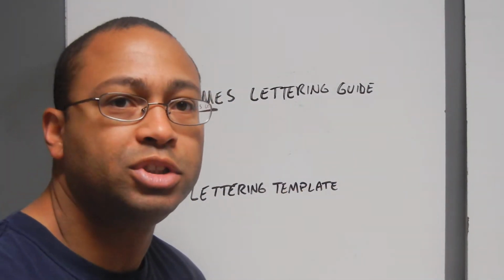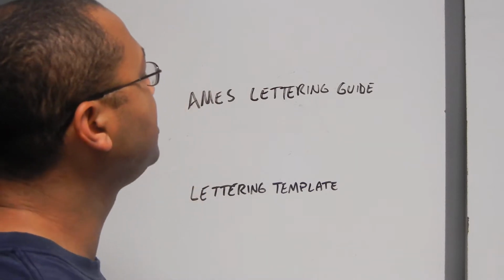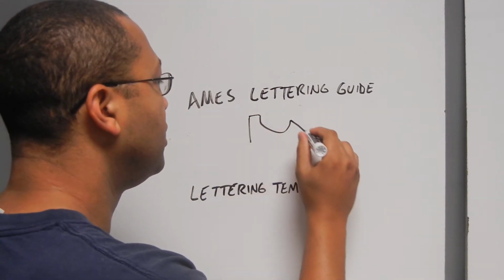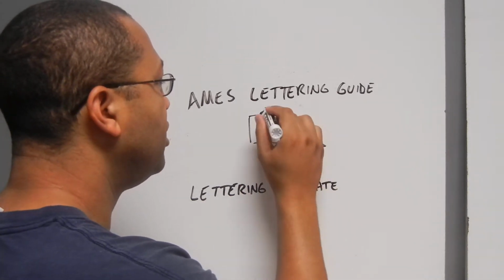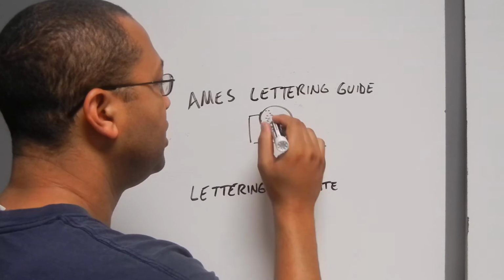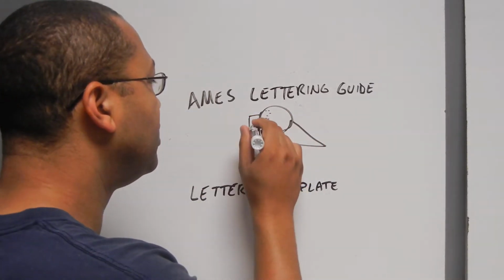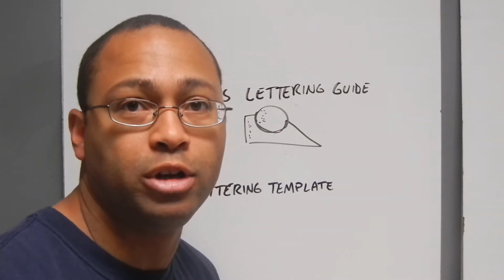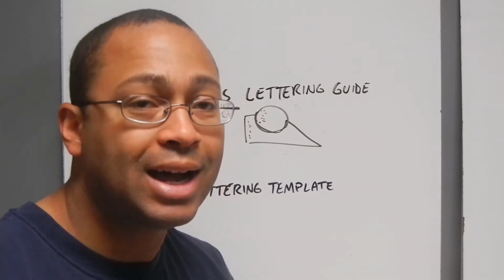There are two tools that you're going to typically use when using Gothic style lettering. The Ames lettering guide, and it kind of looks like this, and it has a circular piece here with dots and measurements as well. I know there's a couple of dots here also on the side, but basically it helps you create guidelines for your letters. It doesn't help you create the letters, it helps you create guidelines for it.